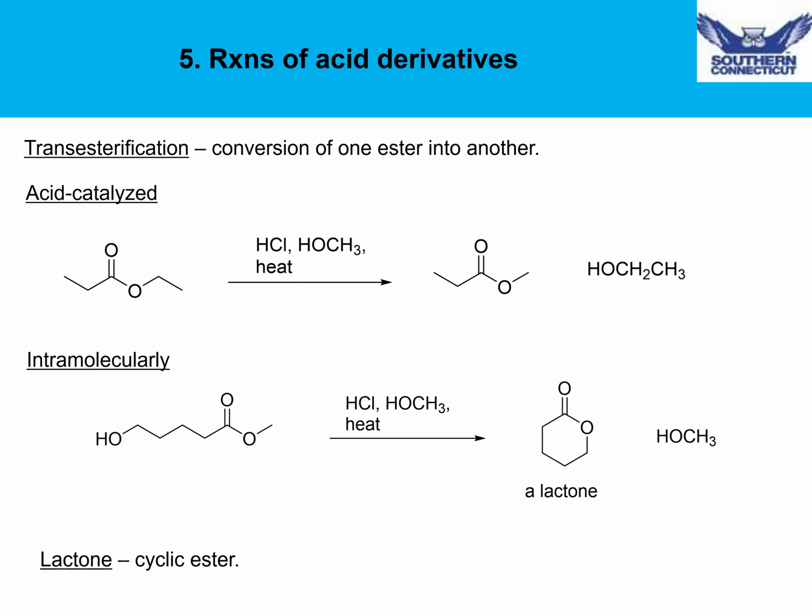Addition of an alcohol to an ester can lead to a reaction called transesterification, which is the conversion of one ester into another type of ester. As an example, if we start off with ethyl propanoate and we add HCl and methanol, we can exchange the alkoxy group on the ester for a different one, in this case methoxy. So the methanol will add and replace the alkoxy group already on the ester. Now notice this reaction is done under acidic conditions, so that's typical for transesterifications.